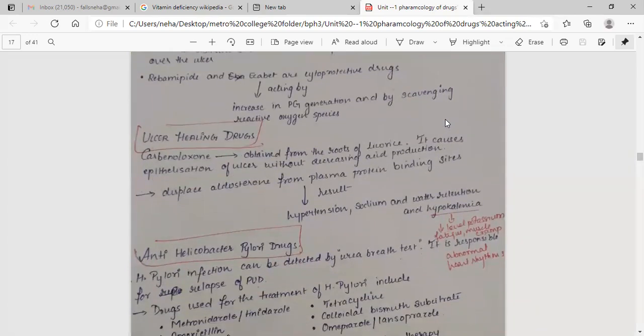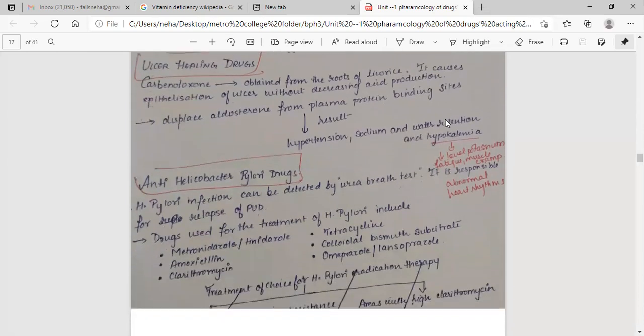Ulcer healing drugs. Carbenoxolone is obtained from the roots of licorice. It causes epithelialization of ulcer without decreasing acid production, and displaces aldosterone from plasma protein binding sites, resulting in hypertension, sodium and water retention, and hypokalemia.